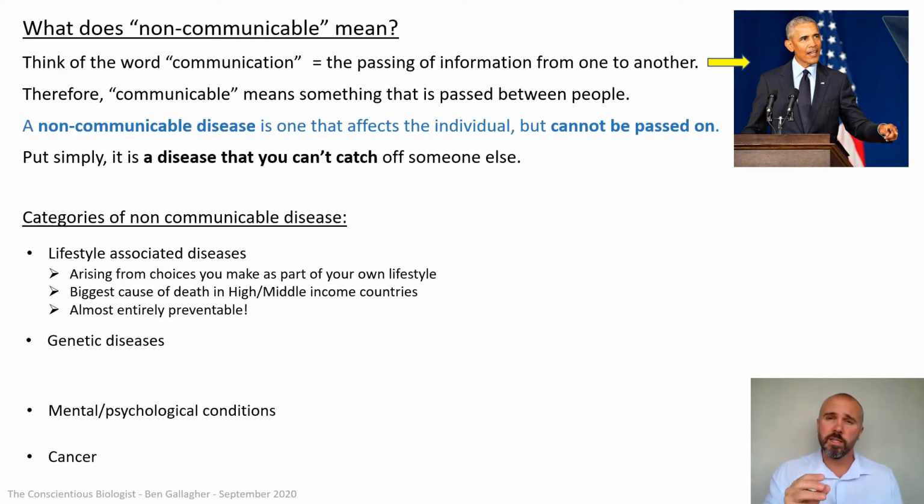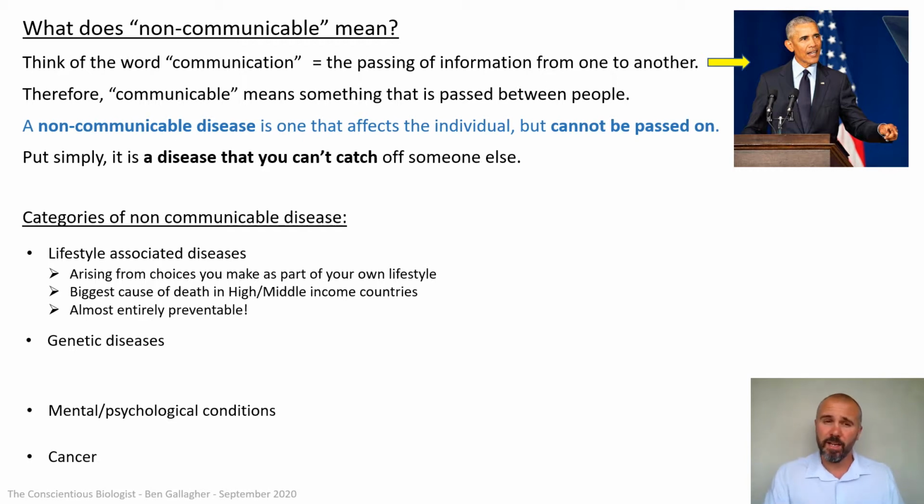Now, lifestyle associated diseases, if you look at the second point there, they're the biggest cause of death in high or middle income countries. So places like England, America, anywhere that's sort of highly developed, where people have lots of choice, generally a bit more affluent, have a bit more spare money, they're far and away the biggest killer. Way more than even the second, third and fourth combined.